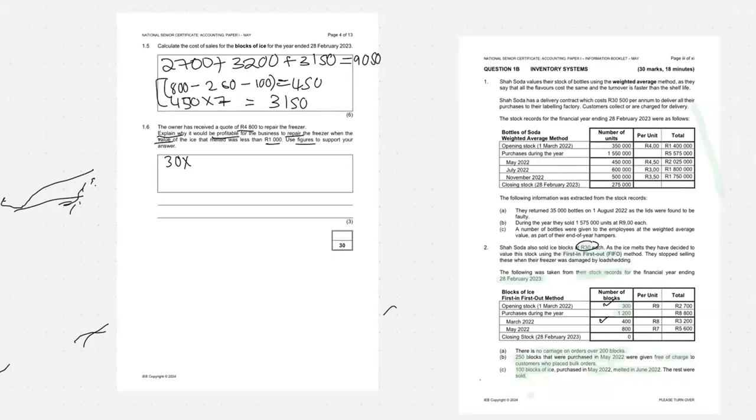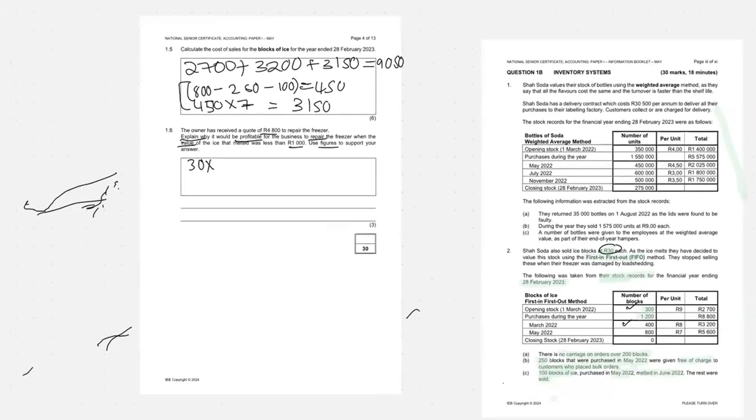That is what we'll be multiplying our 30 Rand by. So 300 plus 400 plus 450, and that will give us our sales. 30 times 300 plus 400 plus 450, which would give us 34,500. So that is our sales amount, 34,500.